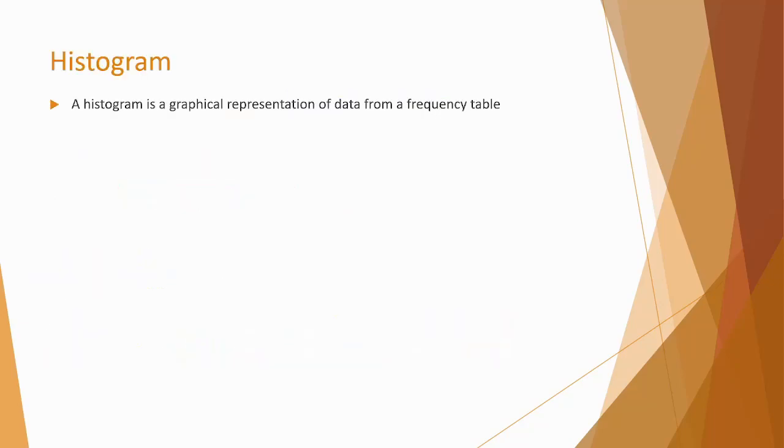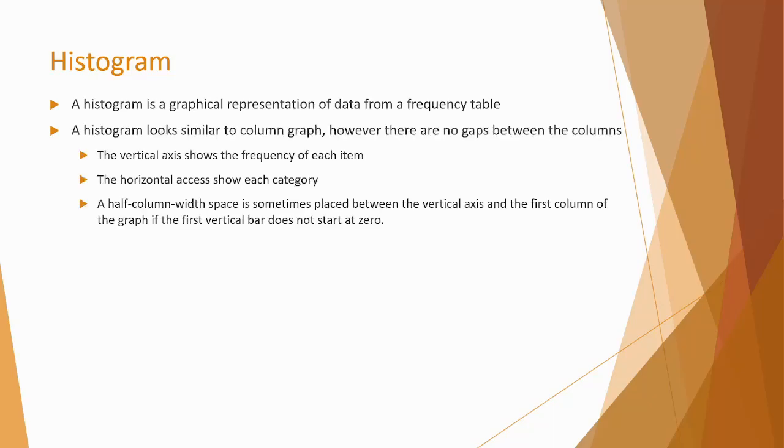A histogram is a way that we can show the data from a frequency table in a graphical representation. A histogram looks similar to a column graph, however, we don't have the gaps between each of the columns. The very left-hand side, our dependent axis or our vertical axis, shows the frequency of each item, and the horizontal axis has the category for each item.